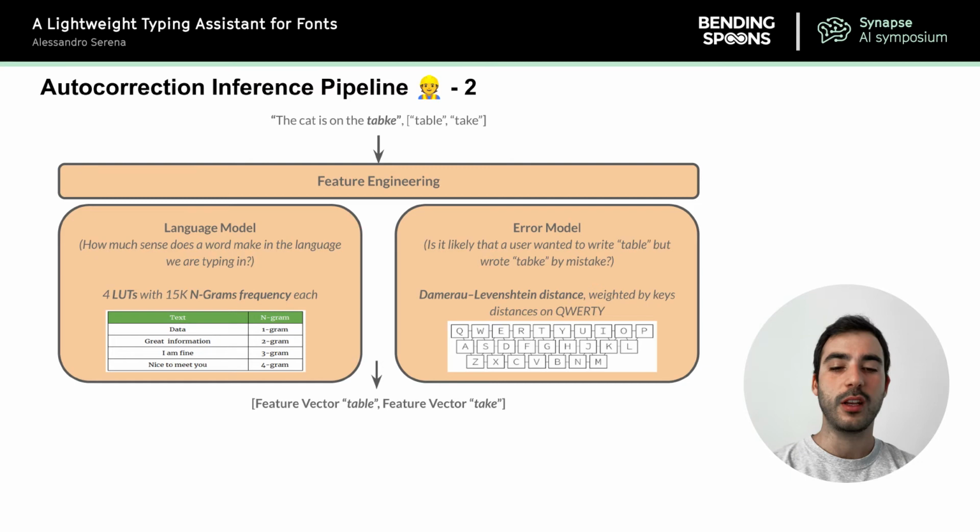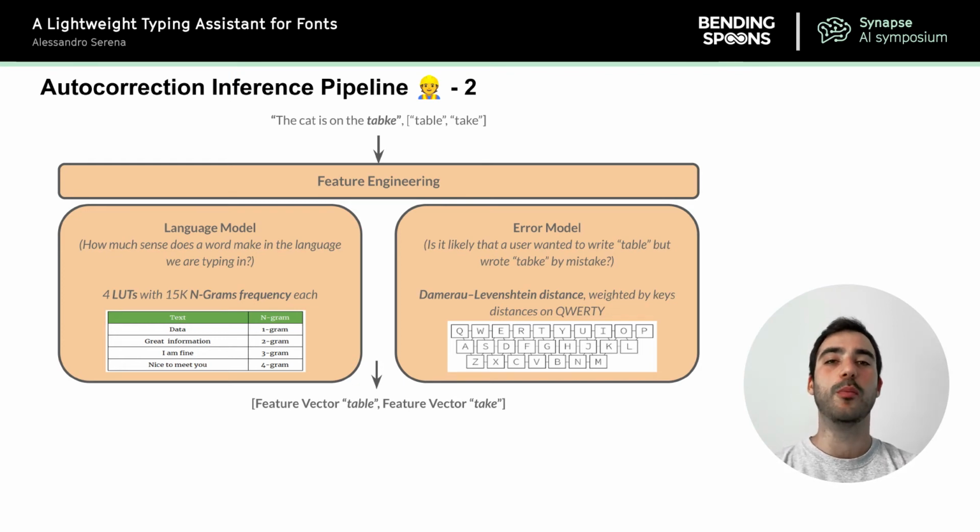So, this is why we use essentially this n-gram approach. The error model, on the other hand, essentially tries to answer the question of how likely it is that the user wanted to write "table" originally, but ended up writing "tab key" by mistake.